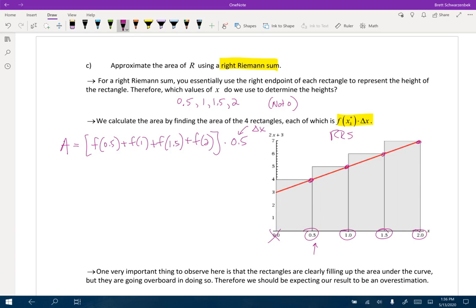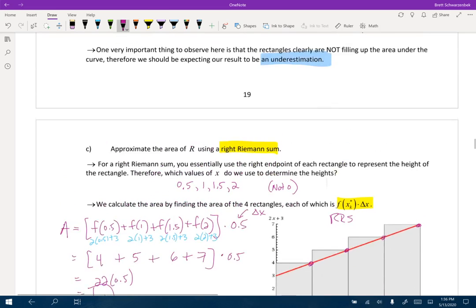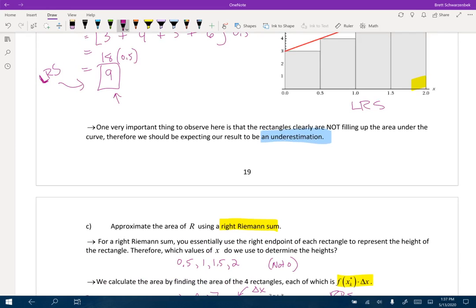All you have to do is do 2 times 0.5 plus 3. 2 times 1 plus 3. 2 times 1.5 plus 3. And then for the first time, 2 times 2 plus 3. What are we going to get? We're going to basically start one later. So 4 plus 5 plus 6 plus 7 times 0.5, which is going to give us 22 times 0.5, which is 11. Last time we got 9 as our approximate area. This time we have 11.